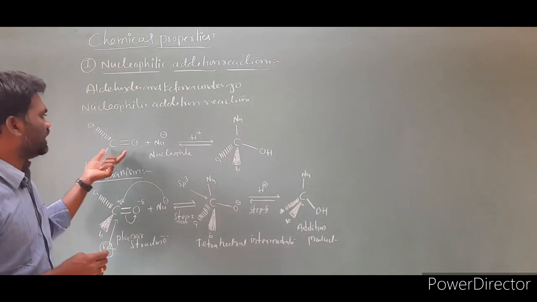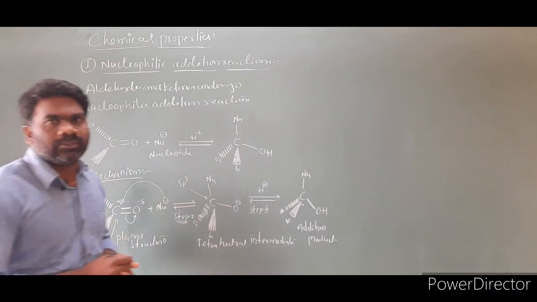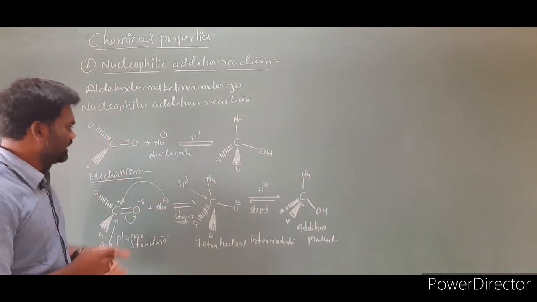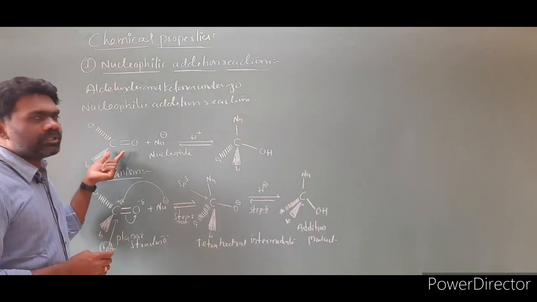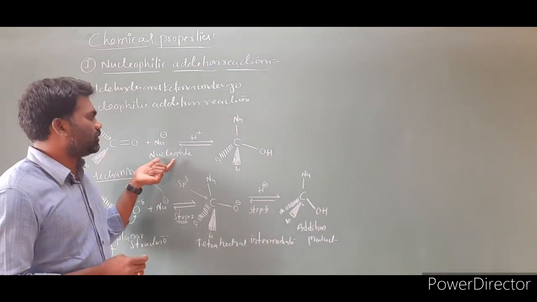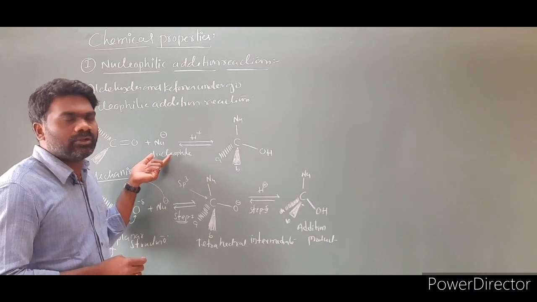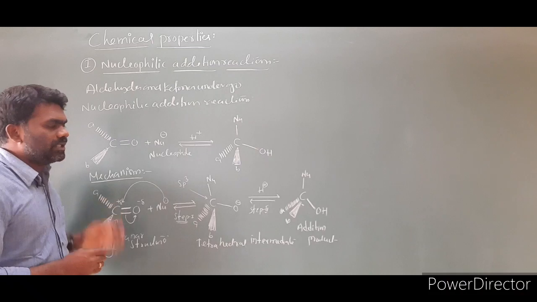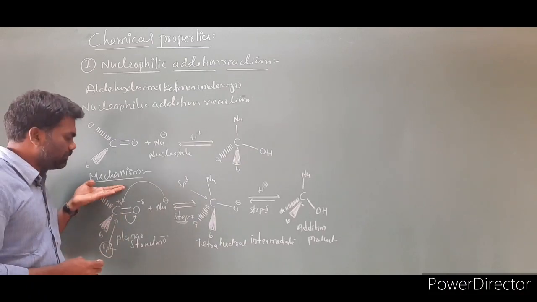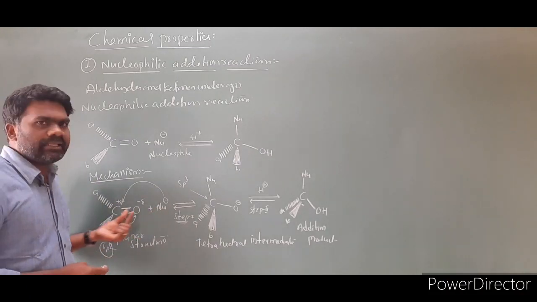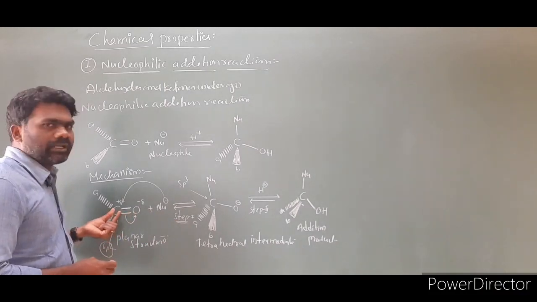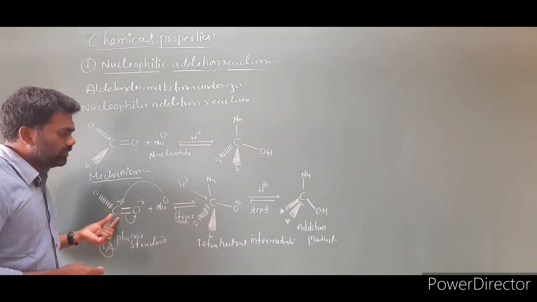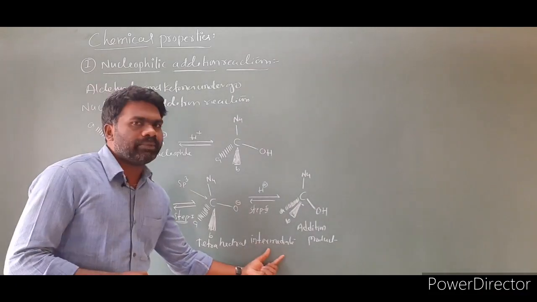So this group can be taken as aldehydes and ketones. What we have to understand here is that both aldehydes and ketones undergo nucleophilic addition reactions. So this is the reaction. It is a two-step mechanism. Step 1, the nucleophile attacks the carbonyl carbon and produces a tetrahedral intermediate.